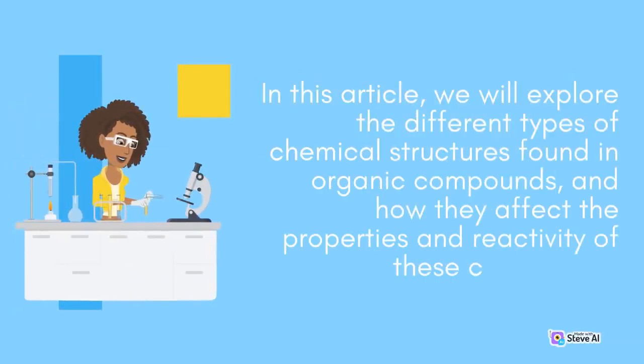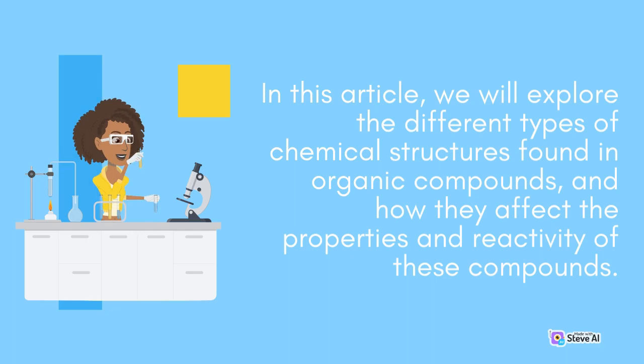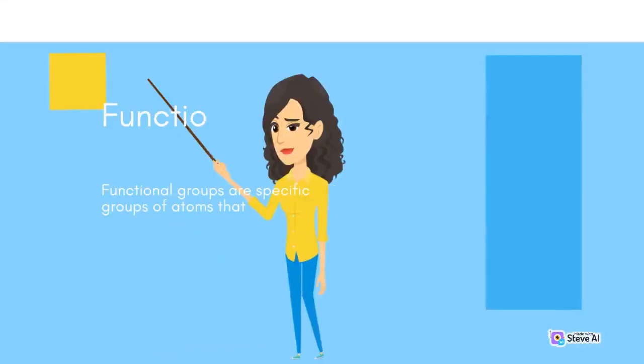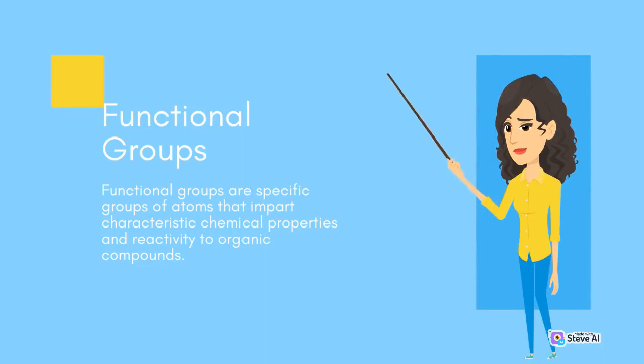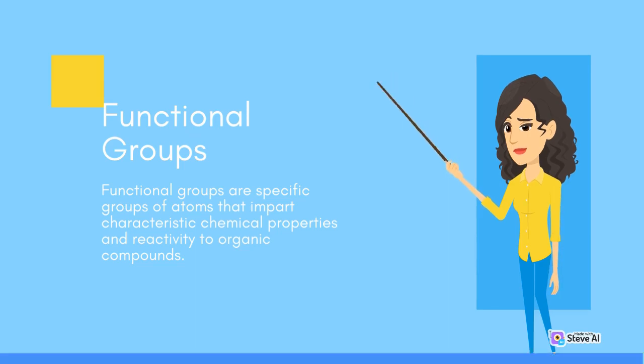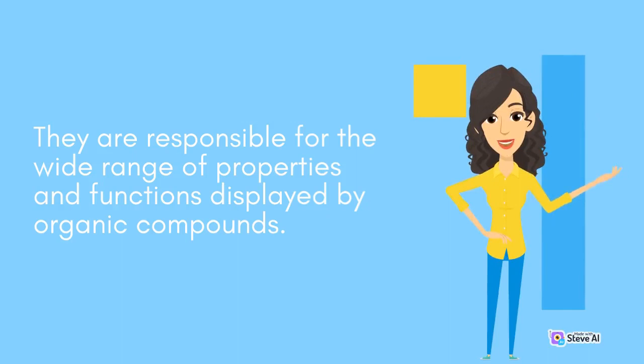In this article, we will explore the different types of chemical structures found in organic compounds, and how they affect the properties and reactivity of these compounds. Functional groups. Functional groups are specific groups of atoms that impart characteristic chemical properties and reactivity to organic compounds. They are responsible for the wide range of properties and functions displayed by organic compounds.